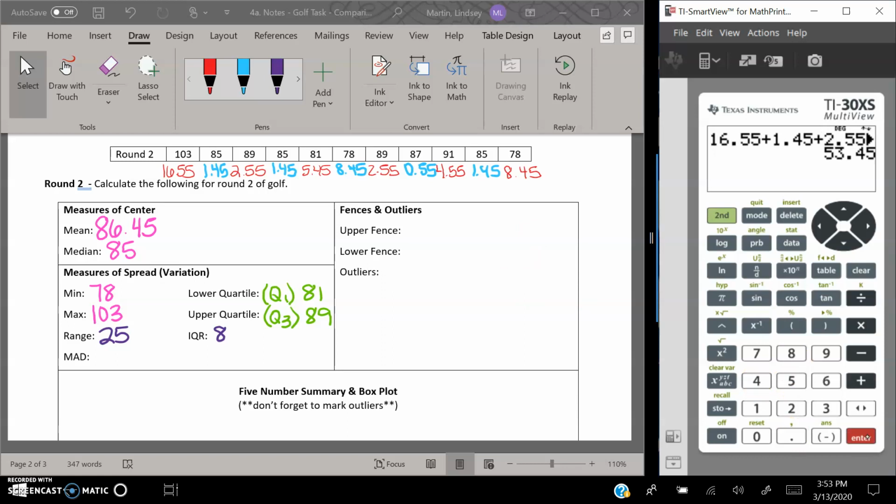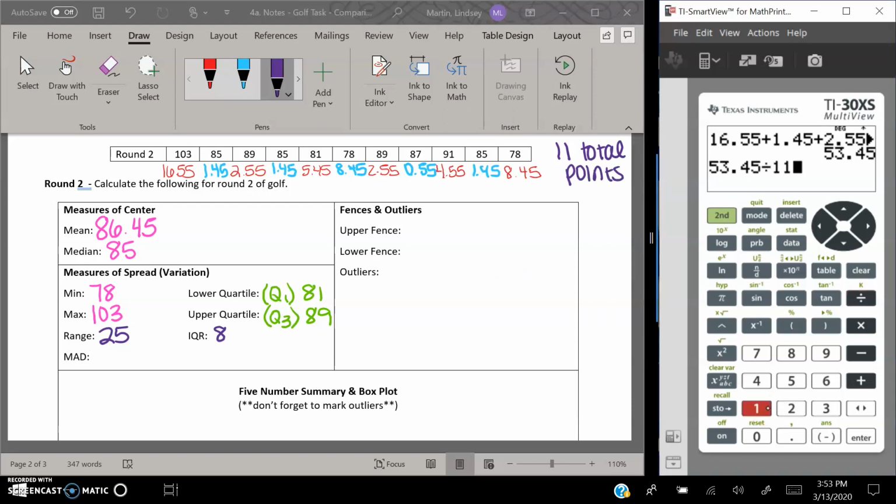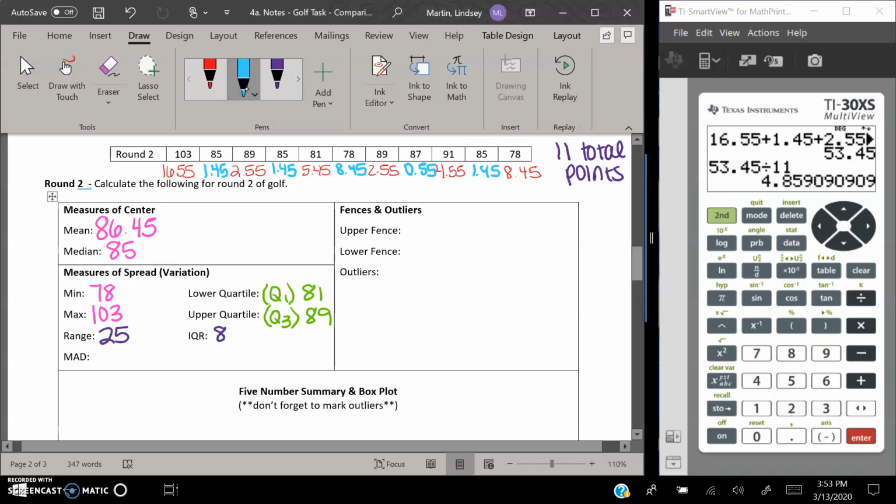Right, those are all my 11 data points. I add those together and I get 53.45. I'll take that 53.45 and divide it by the total number of data points that I have in my data set. And here I have 11 total. So I'll divide this number by 11, and that'll give me my MAD of 4.86.